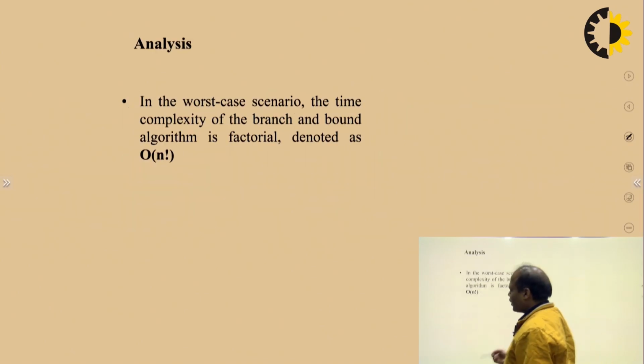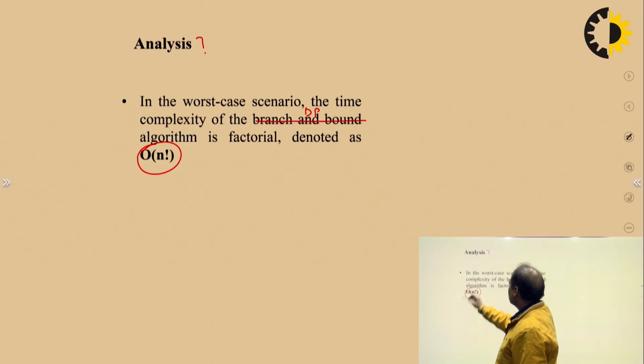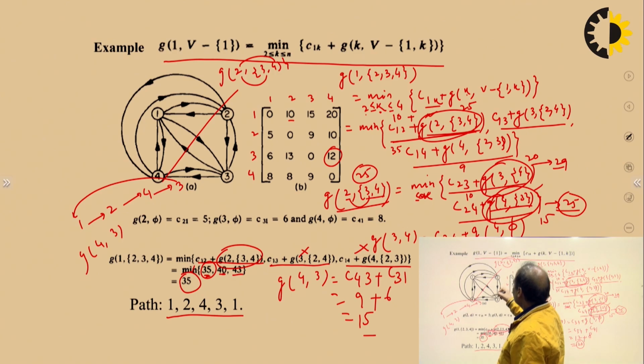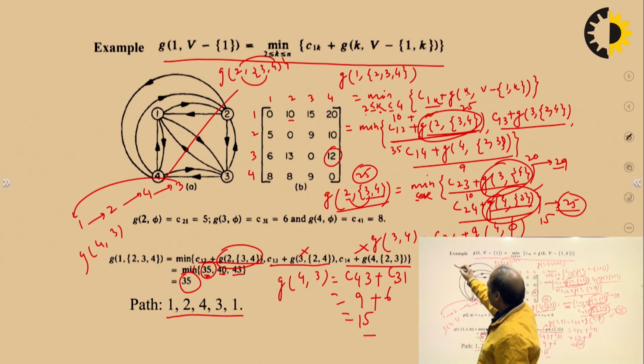If you start to analyze, analysis is always important over here. In the worst case scenario, the time complexity of the dynamic programming approach is going to be n factorial. Why is it going to be n factorial? Because you have to visit every vertex. It depends on one; the rest can be 2, 3, 4, or 4, 3, 2, or 3, 4, 2. So the time complexity of TSP using dynamic programming is always going to be n factorial.